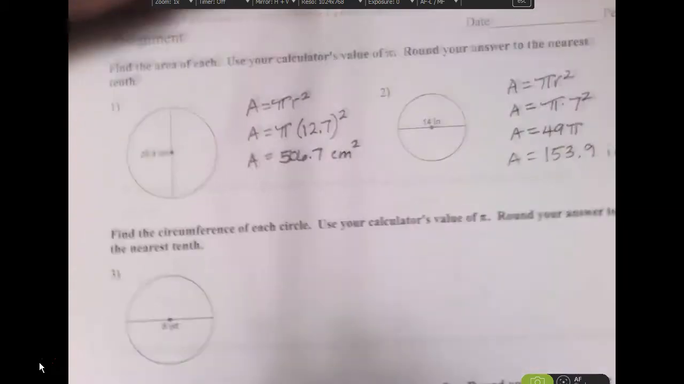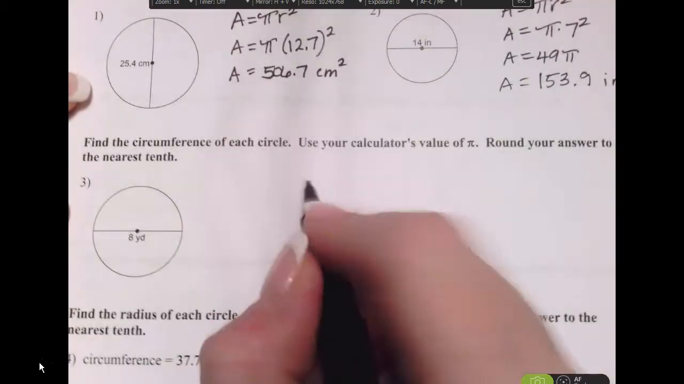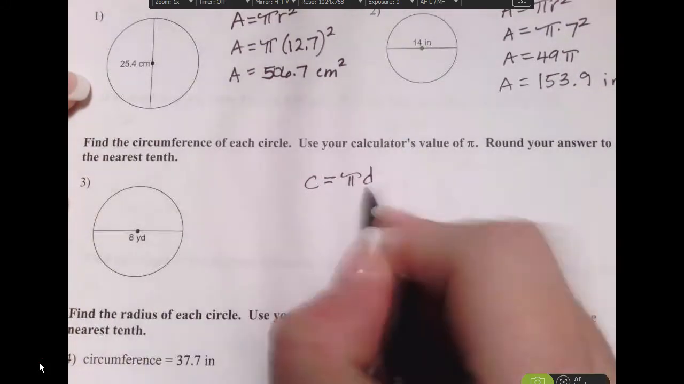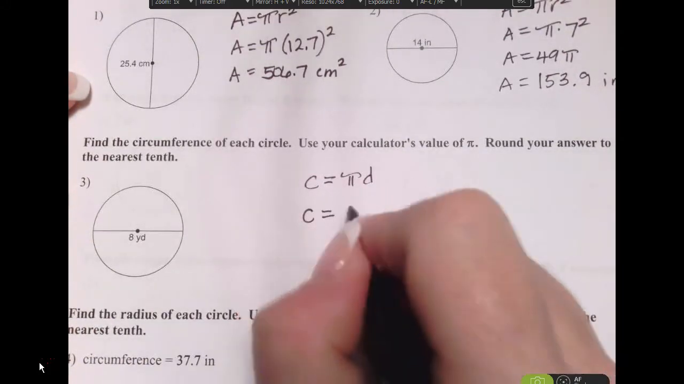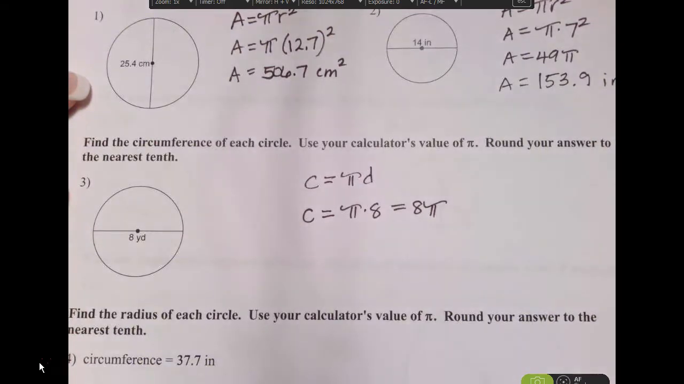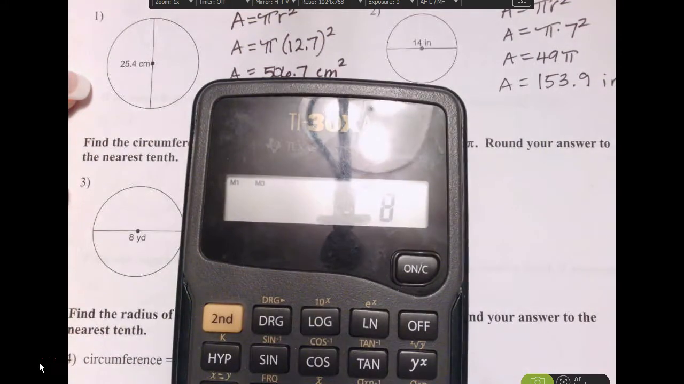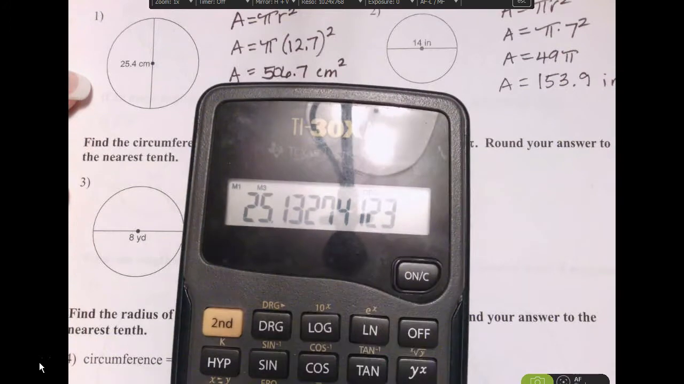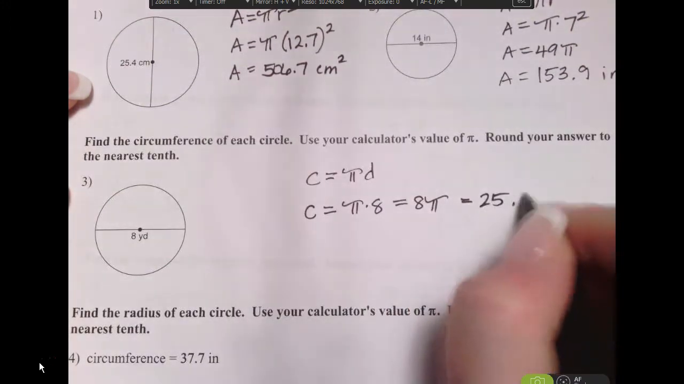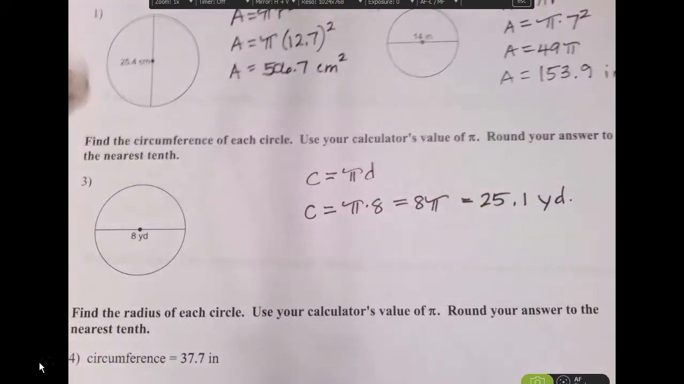In number 3, we're asked to find the circumference. So I could use pi d since I'm given the diameter. D is 8, so pi times 8. 8 pi would be a multiple choice solution if the answers were given in terms of pi. Otherwise 25.1, and that's given in yards.